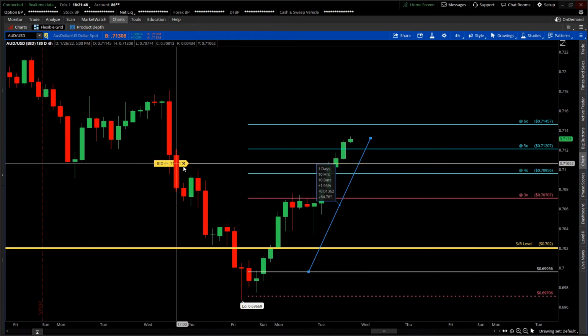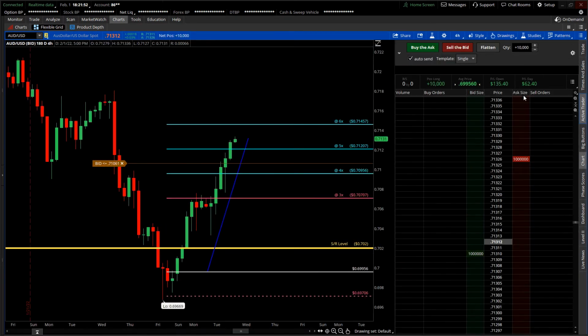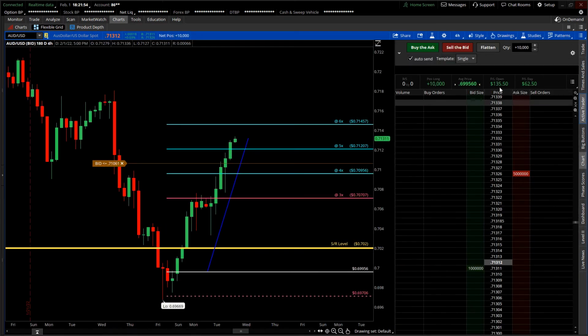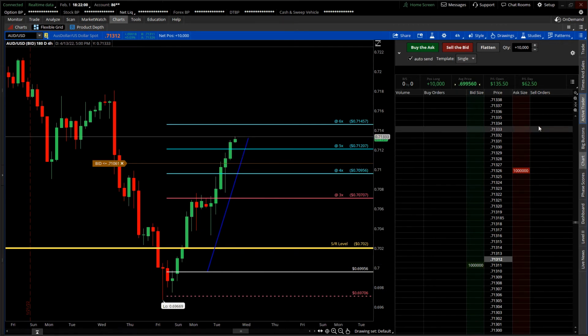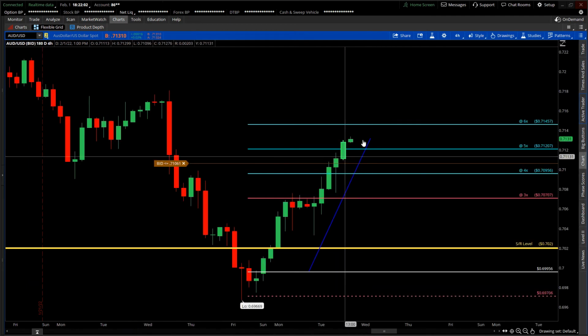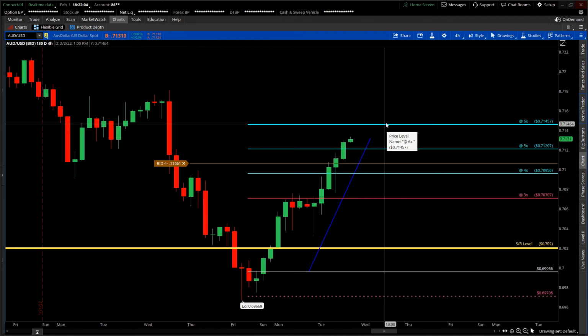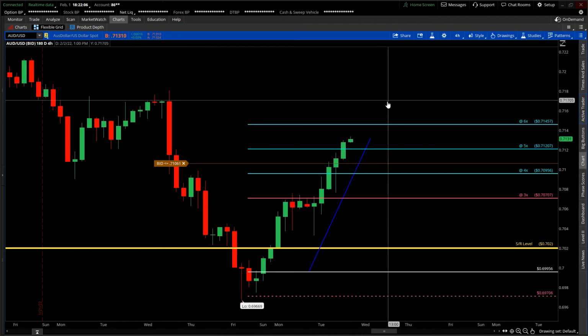Here's my alarm just in case price does pull back. If I open up Active Trader, the trade is up $135 since entering this trade. So so far so good. I'll probably start considering closing it out at 7x.